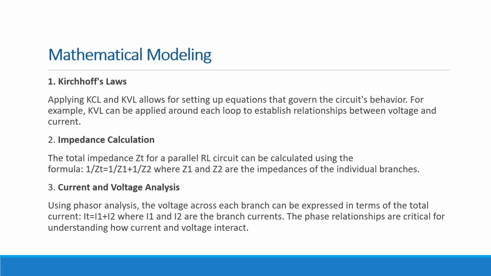Current and voltage analysis. Using phasor analysis, the voltage across each branch can be expressed in terms of the total current. IT equals I1 plus I2, where I1 and I2 are the branch currents. The phase relationships are critical for understanding how current and voltage interact.